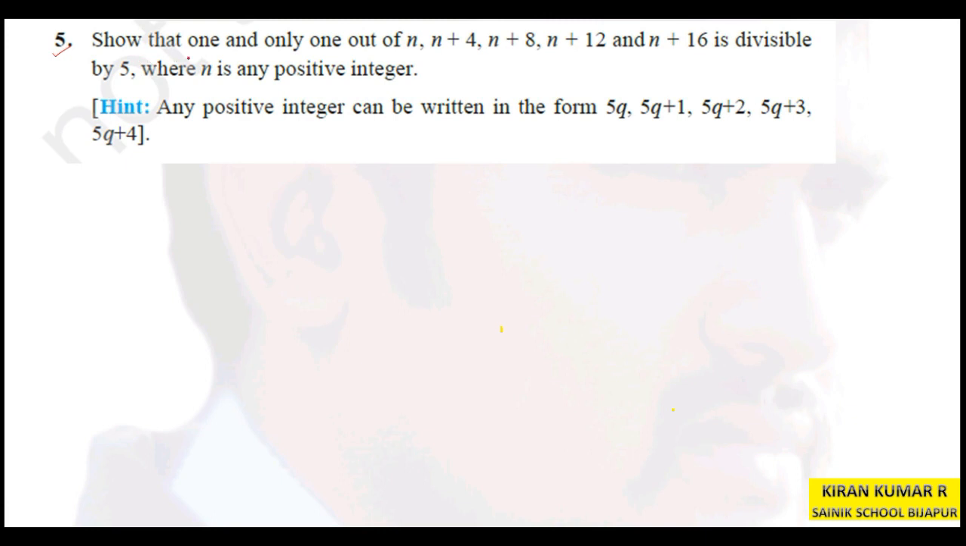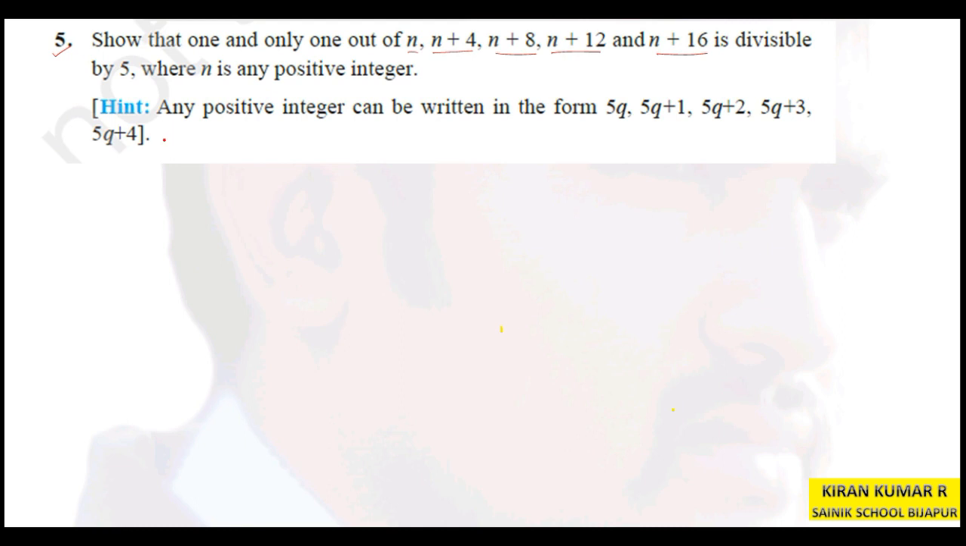Show that one and only one out of n plus 4, n plus 8, n plus 12 and n plus 16 is divisible by 5 when n is any positive integer. They have given the hint also. The hint is, any positive integer can be written in the form 5q, 5q plus 1, 5q plus 2, 5q plus 3 and 5q plus 4. Not to worry about this hint.